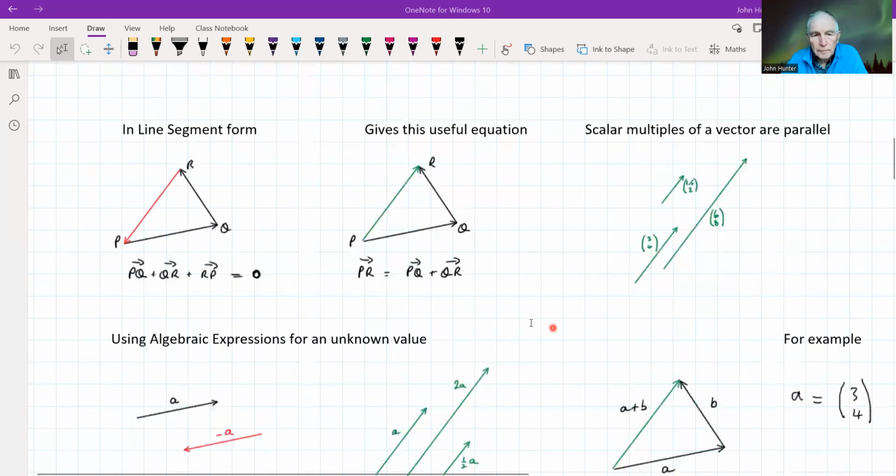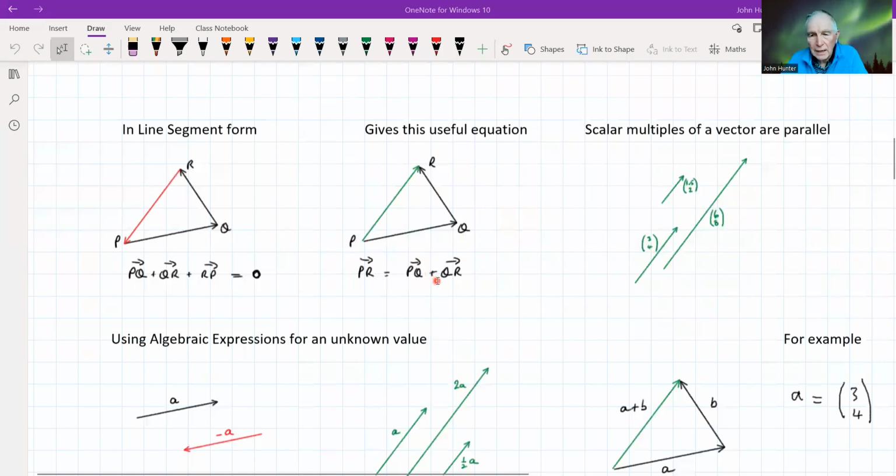Okay, now we mentioned line segment form. So this is the same idea expressed in that notation. PQ plus QR plus RP goes round in a closed loop, so that's equal to 0. And correspondingly, if we change the direction of this arrow from being RP to being PR, then we can say that PR is equal to PQ plus QR.